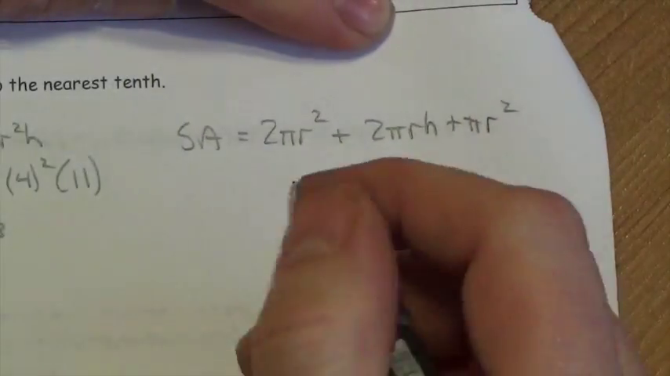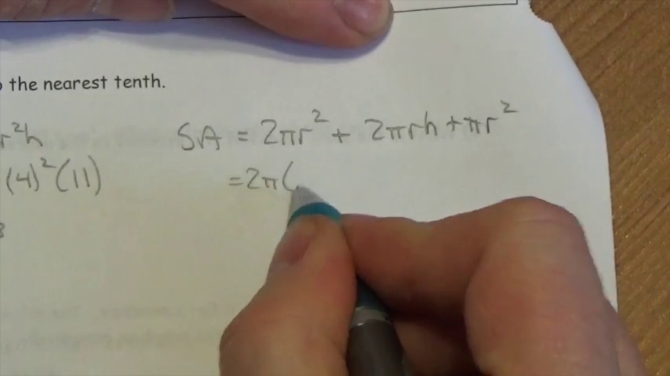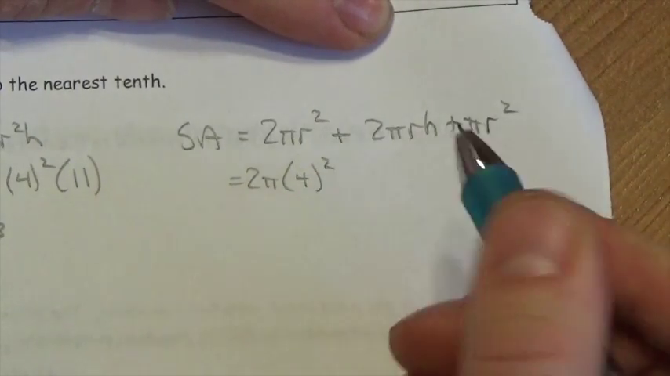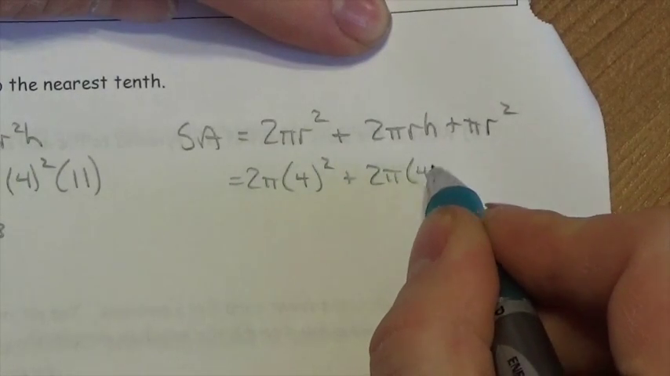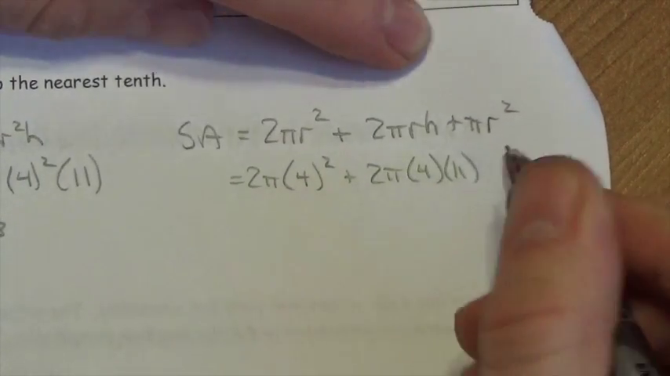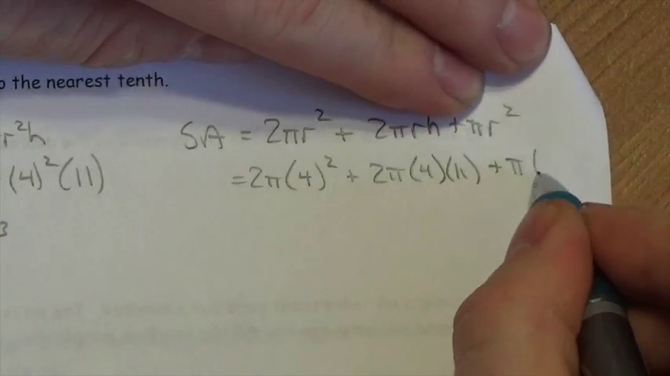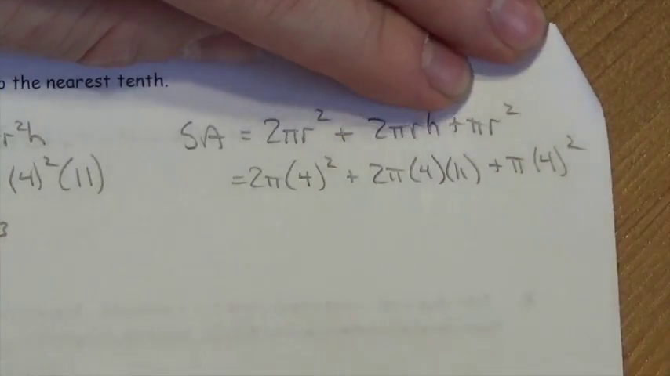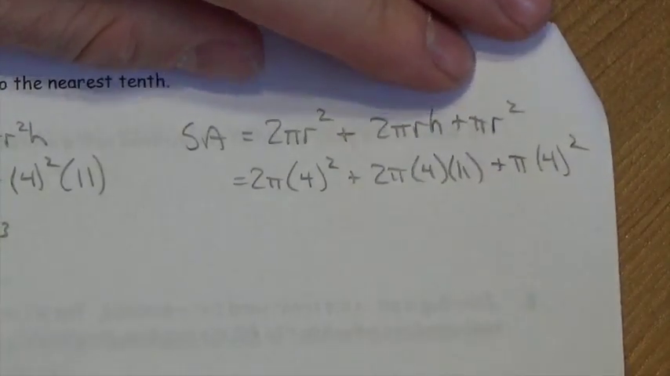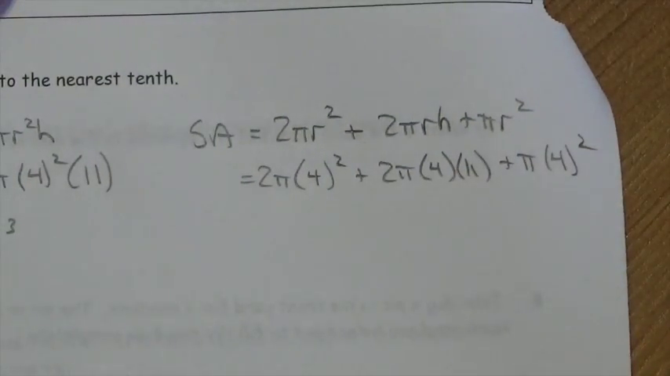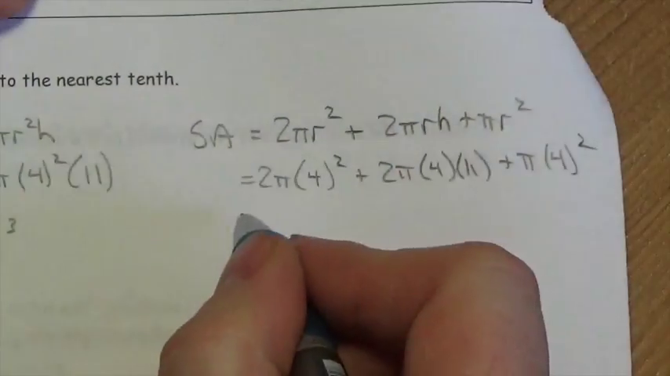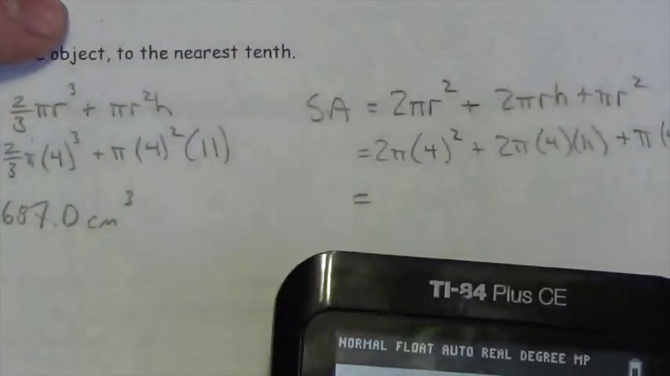And now I'll fit in everything I know. I know that the radius here is 4, so this will be 2 pi 4 squared plus 2 pi times 4 times 11, the height, plus pi times 4 squared. Granted, I could simplify this because I've got some like terms here, but I'm just going to enter this all in because I want to get an answer to the nearest tenth. I'm going to be sticking with that.